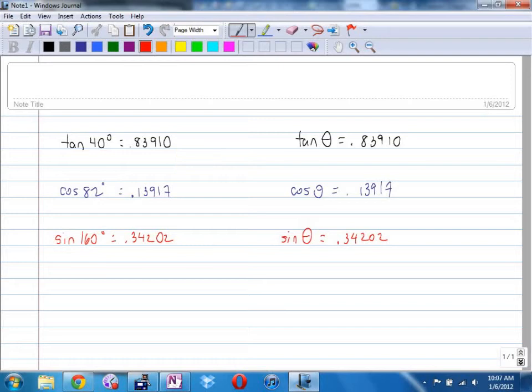And it was never an issue in grade 9 because when you were dealing with triangles, your angles were all between 0 and 90. That also meant they were the reference angles. We didn't need to tell you all of this.